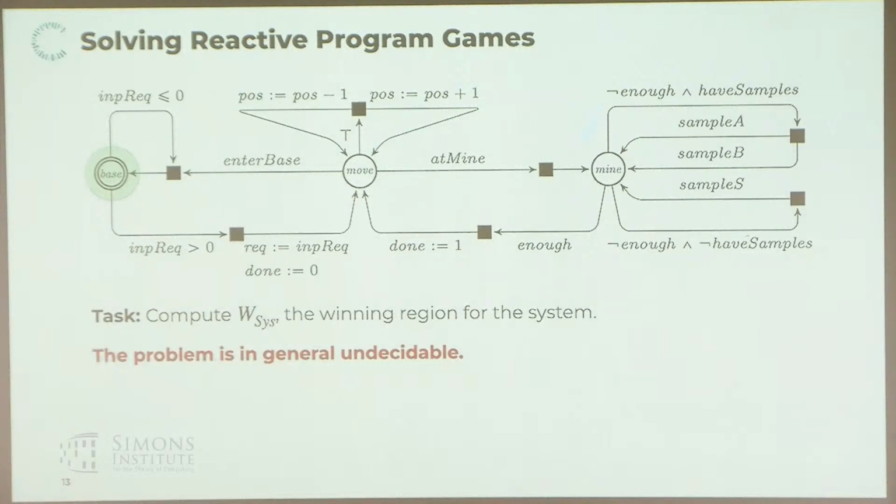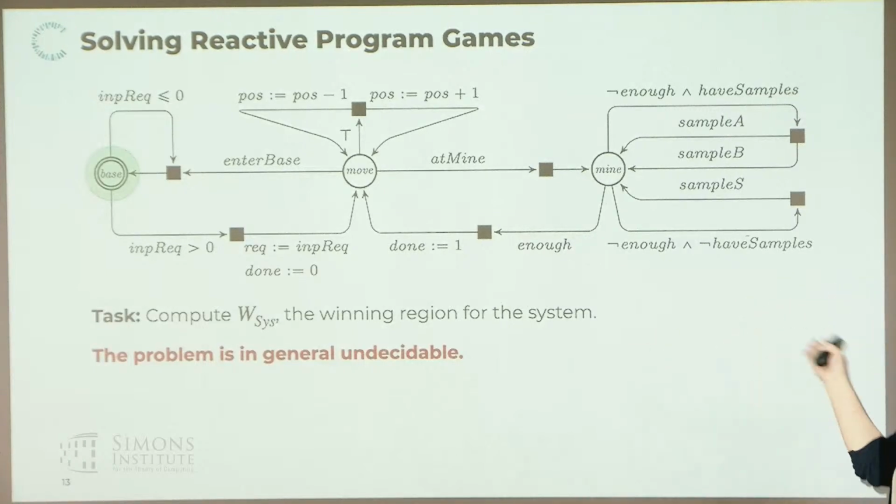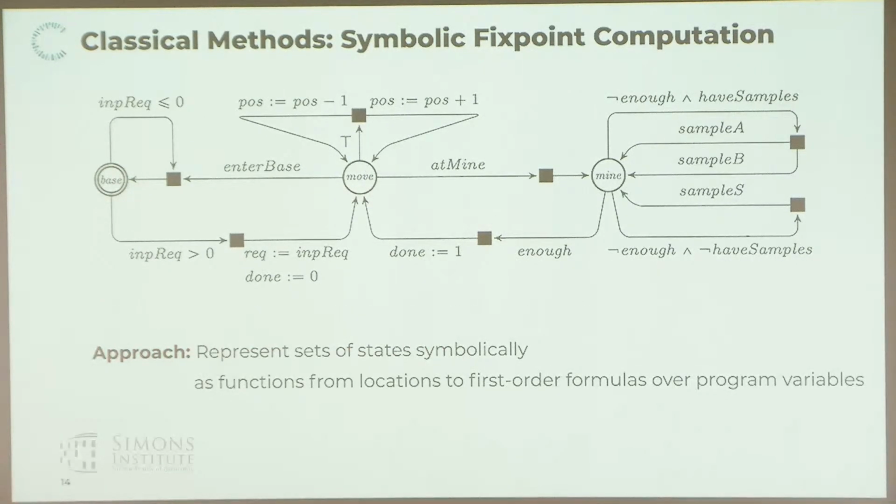So the task for the game solving procedure is to compute the winning region for the system, or alternatively for the environment. And because we consider variables with unbounded domains, the problem is in general undecidable. The way that we approach it is we lift the classical algorithms for doing symbolic nested fixed point computations for solving the game, and we represent the sets of states symbolically. For convenience, I use notation which maps from these locations to formulas that describe the possible values of the program variables.